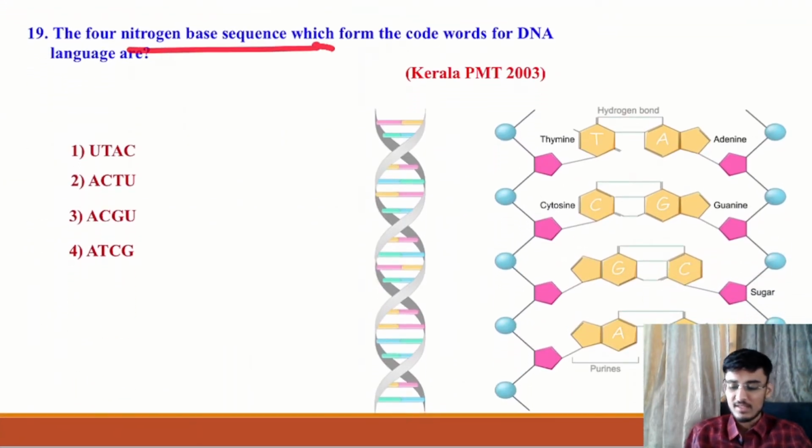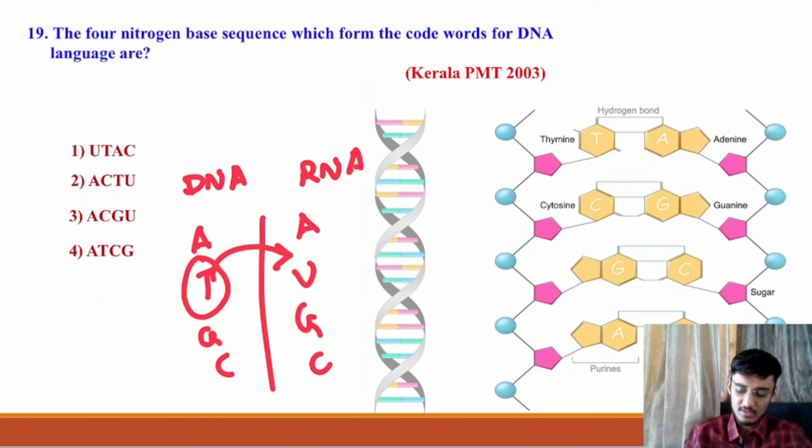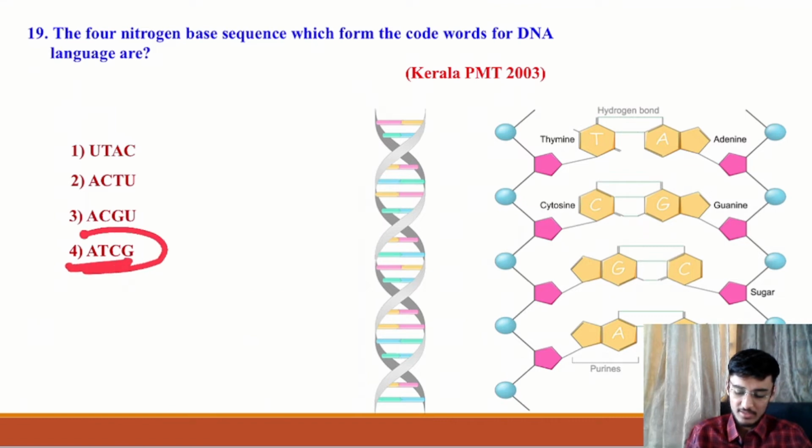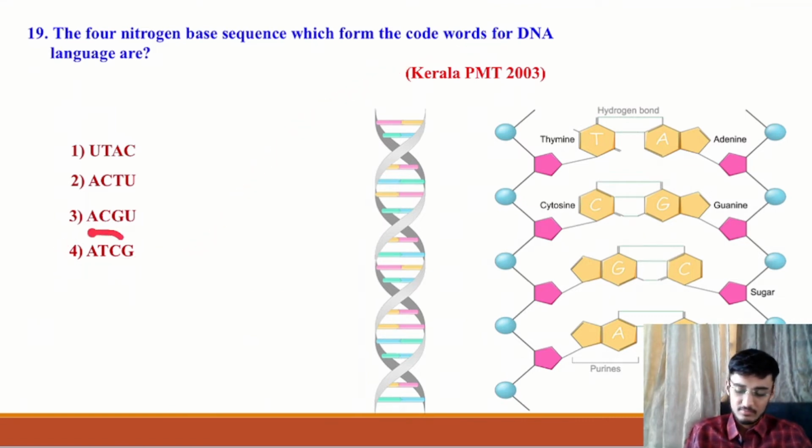The four nitrogen base sequence which codes the language of DNA are... There are four types of nucleotides, A, T, G, C. In case of RNA, it is A, U, G, C. Thymine is replaced by uracil. This is called ATGC, a type of DNA nucleotide sequence.